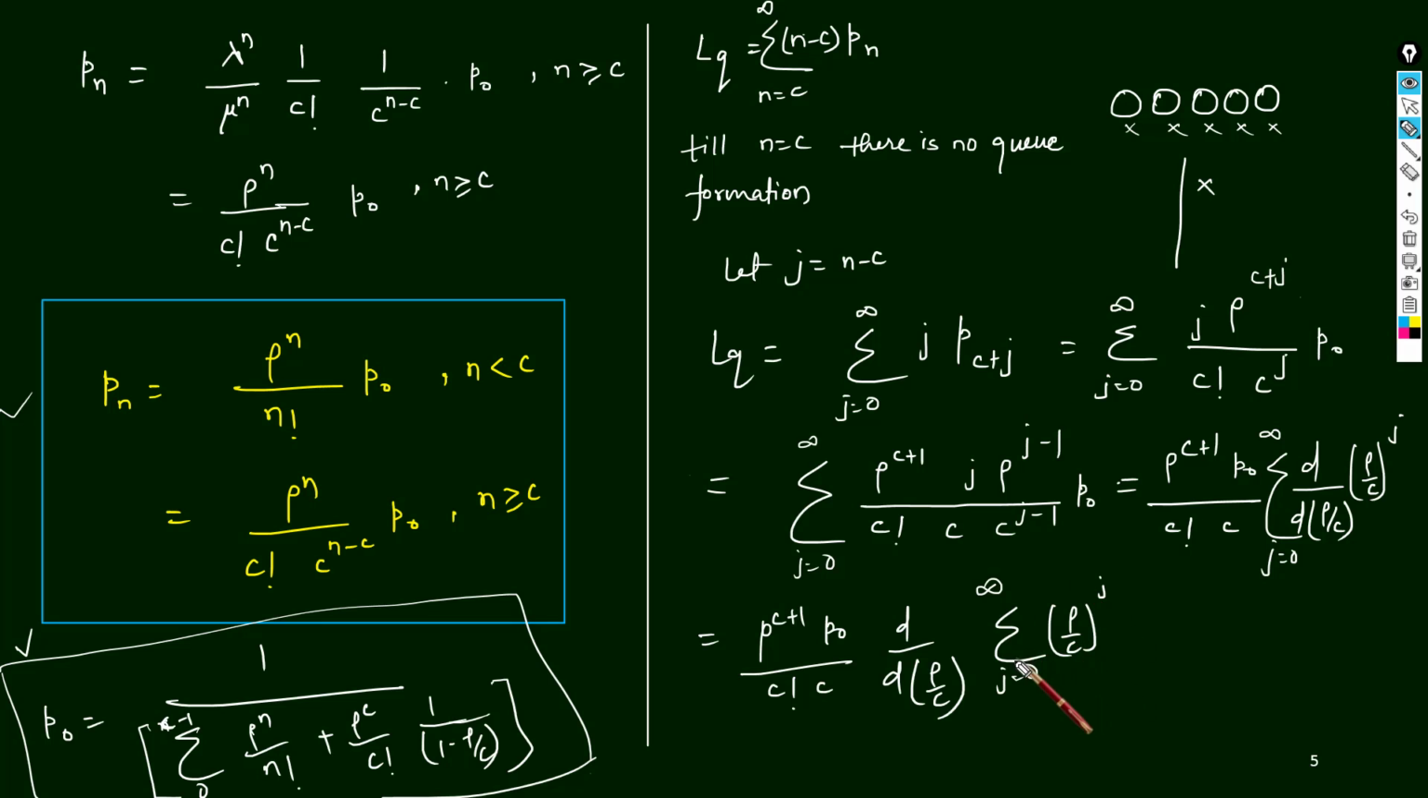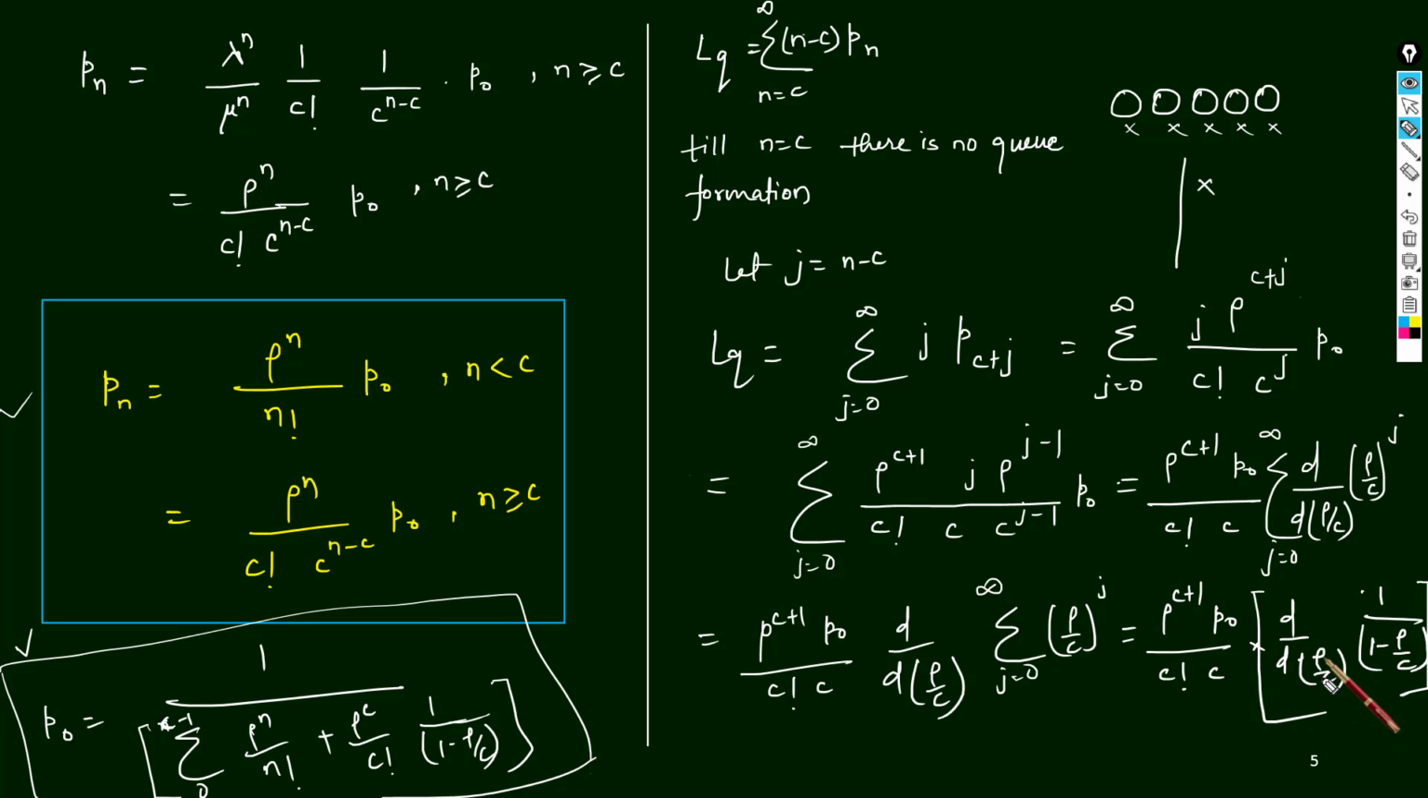Again, you see this term is a geometric series: rho by c to the power 0, that means 1 plus rho by c plus rho by c squared. So the summation of this will be 1 by 1 minus rho by c. So we can write rho to the power c plus 1, p naught by c factorial c, into d upon d of rho by c, into 1 divided by 1 minus rho by c. This is not a product, actually, it is a derivative.